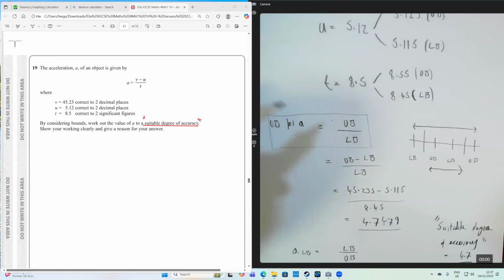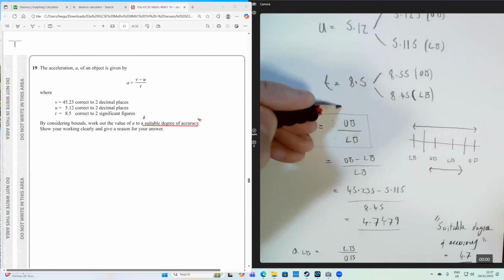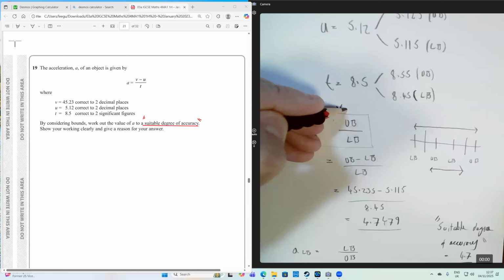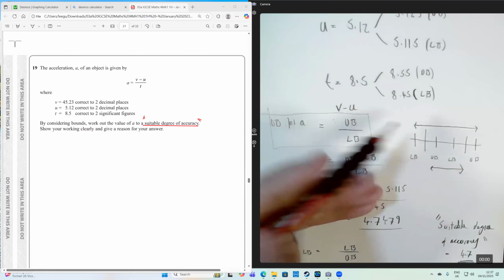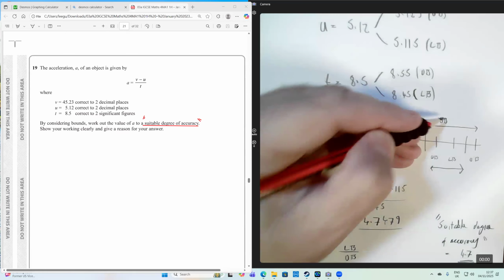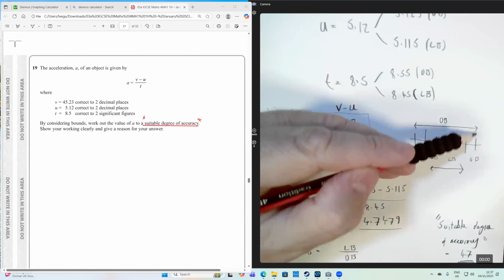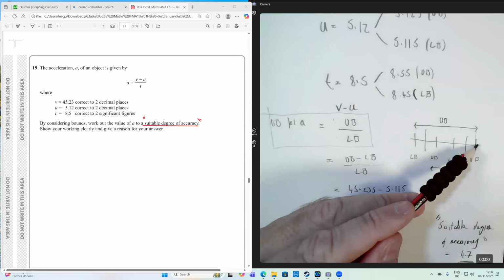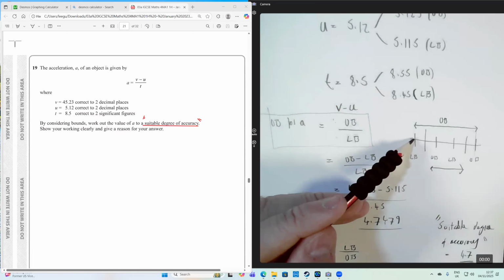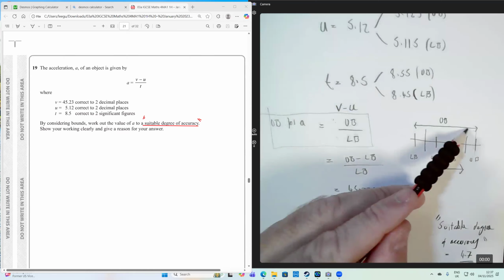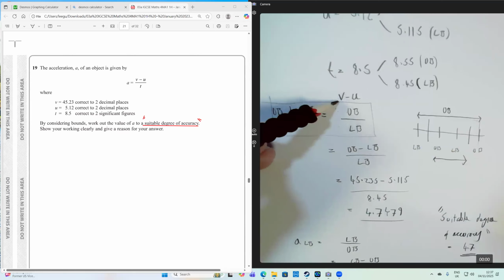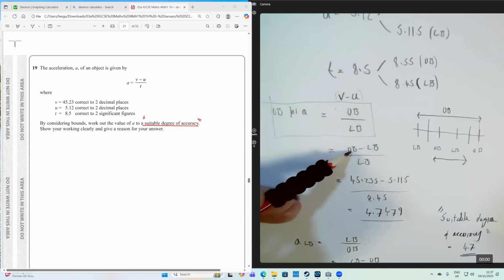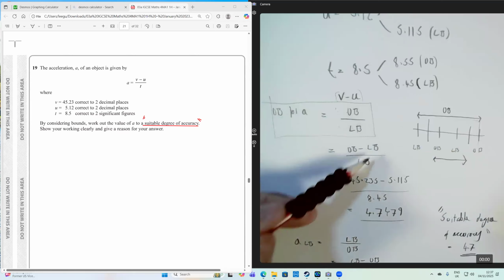And you'll notice that in the numerator, we've got two things taken away from each other. We've got v minus u. Now, when you're taking two things away from each other, in order to get an upper bound, you need to have the upper bound of the first number take away the lower bound of the second number. That's how you're going to get an upper bound for that gap. So if we need an upper bound of v minus u, that means we need an upper bound for v minus the lower bound for u.